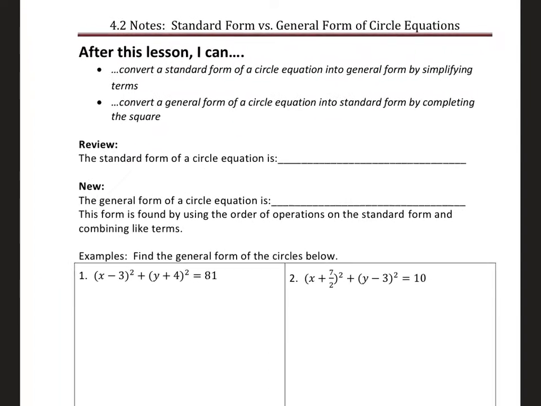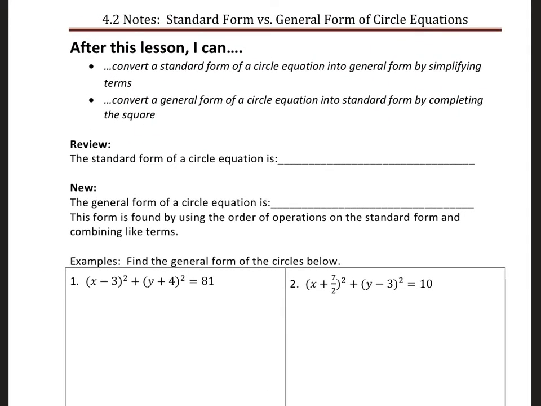So in the last section, we looked at what the standard form of a circle equation looks like. For one that is centered at (h, k), that equation is (x minus h) squared plus (y minus k) squared equals r squared. And the center of that circle is (h, k).